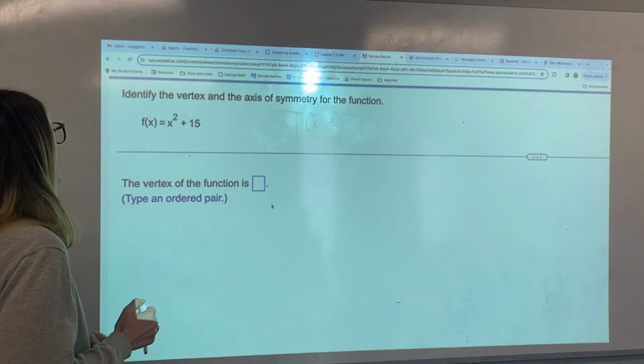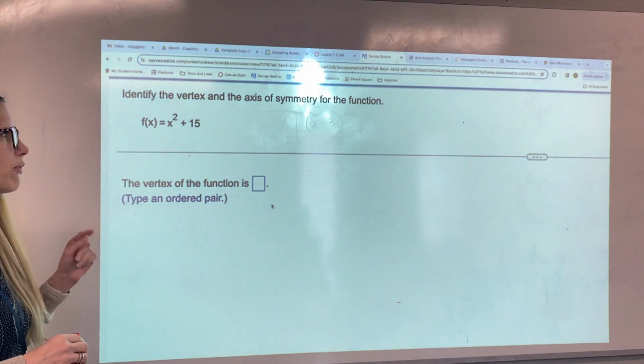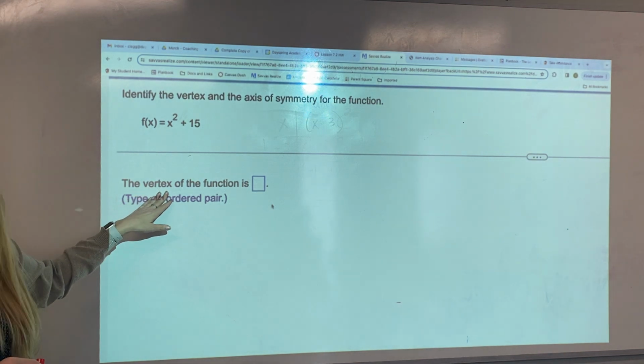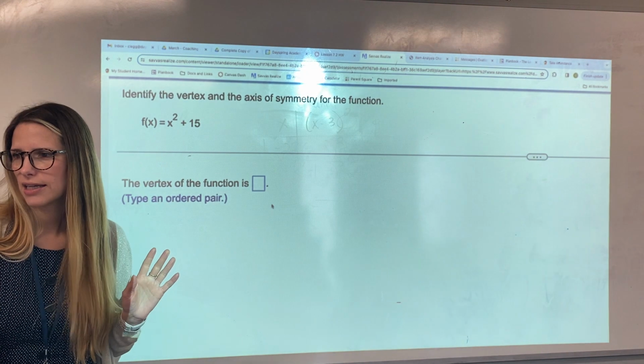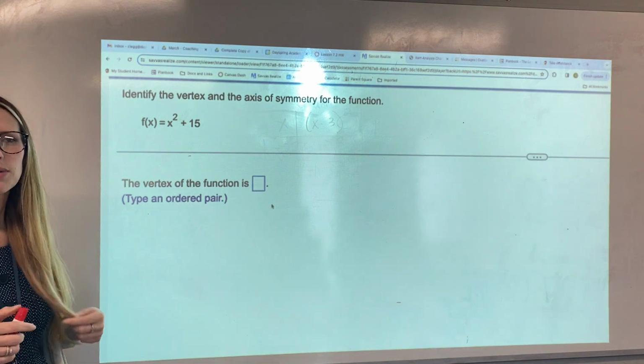Let's do this. Identify the vertex and the axis of symmetry for the function. So first, it's asking just for the vertex. So we're going to do one thing at a time, okay? Looks like you guys are still getting your stuff ready, so I'll give you a second.